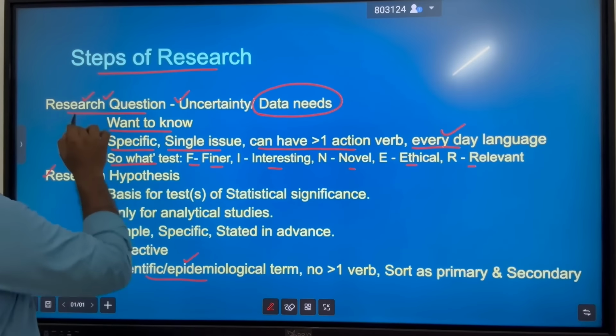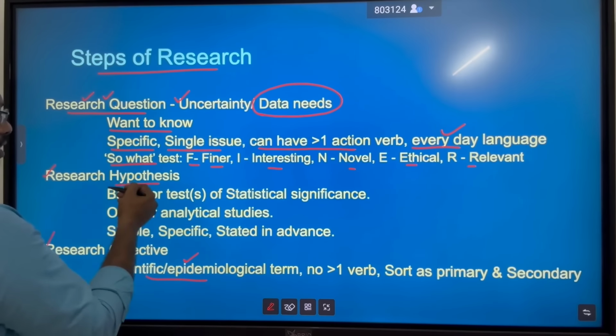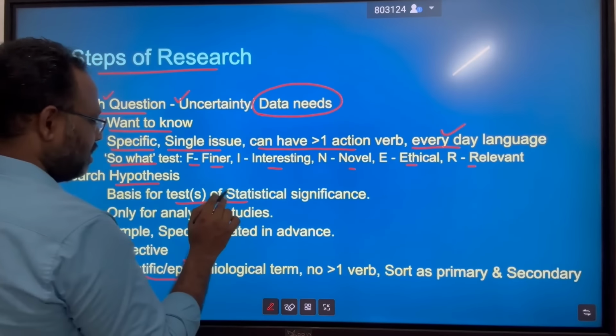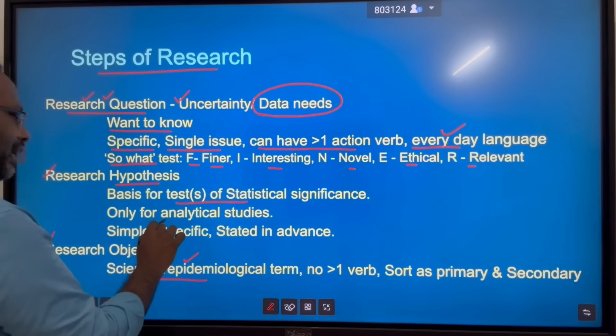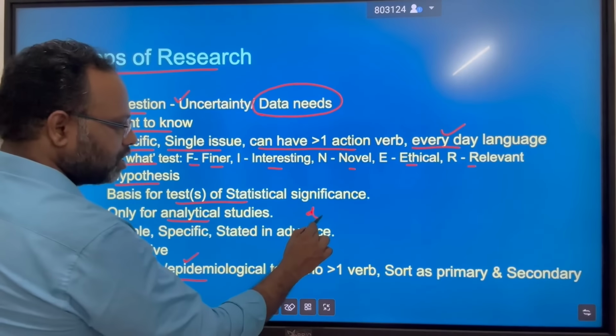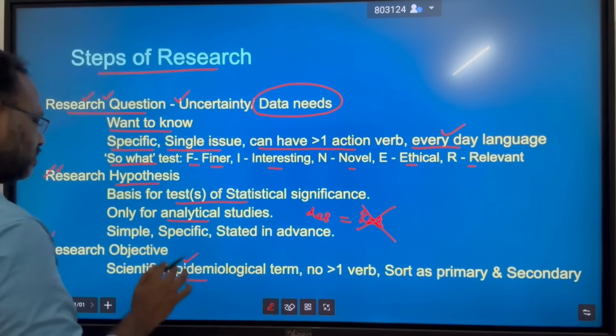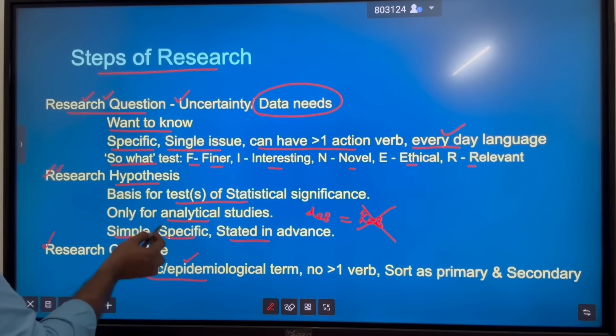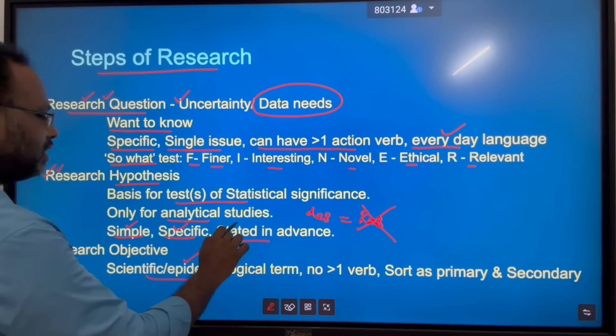Research question should pass. From that we derive the research hypothesis. This is the basis for the tests of statistical significance. Only for analytical studies we have this hypothesis. If our study is a descriptive study, there will not be any research hypothesis. All this research hypothesis should be simple, specific and stated in advance.